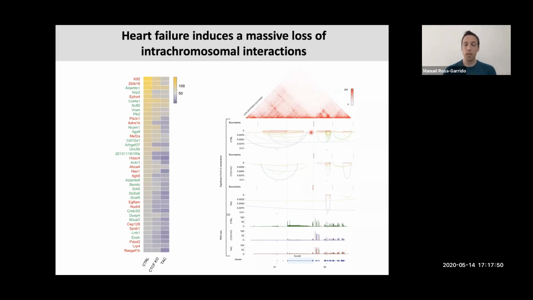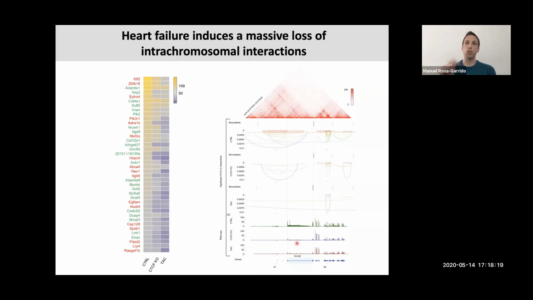So as you can see here, when we induce heart failure by depleting CTCF or performing TAC, the number of interactions got lost. So you have a reduction in this number of interactions, and this reduction correlates with change in gene expression. In this case, this gene is being downregulated. So we saw that there is a very good correlation between loss of interaction and change in gene expression.